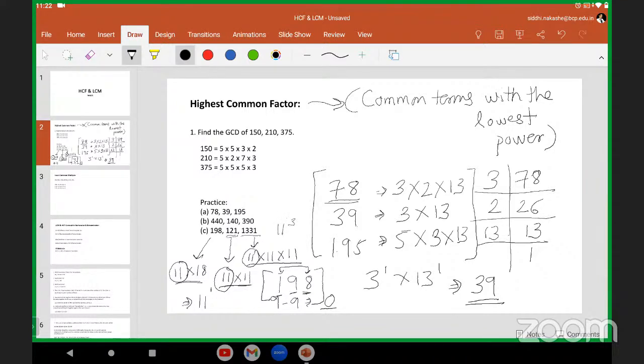Now what does our definition say again? Common terms with the lowest power. So the lowest power is 11 raised to 1. So the answer for this must be 11. Got it, everyone?